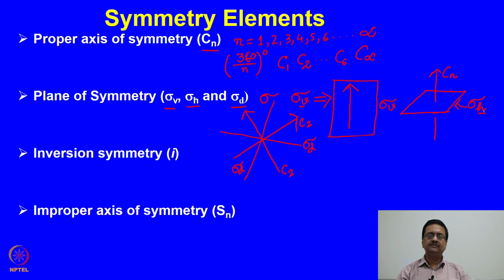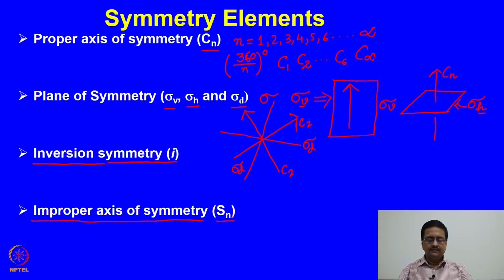The next point of symmetry that one should worry about is the inversion symmetry, which means if you apply this symmetry, the molecule gets inverted and remains unaltered. The last point of symmetry that one should understand is the improper axis of symmetry, which is written as Sn.